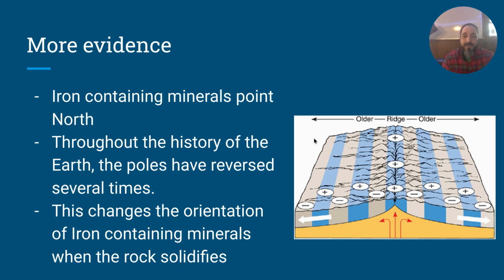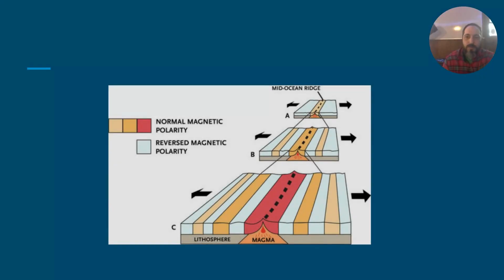And what scientists have noticed is that on either side of that ridge, that pattern repeats itself as it's moving further away from our mid-ocean ridge. So you can see right here, you're going to see a pattern that's going to repeat on either side of the mid-ocean ridge of the polarity of our iron-bearing minerals.